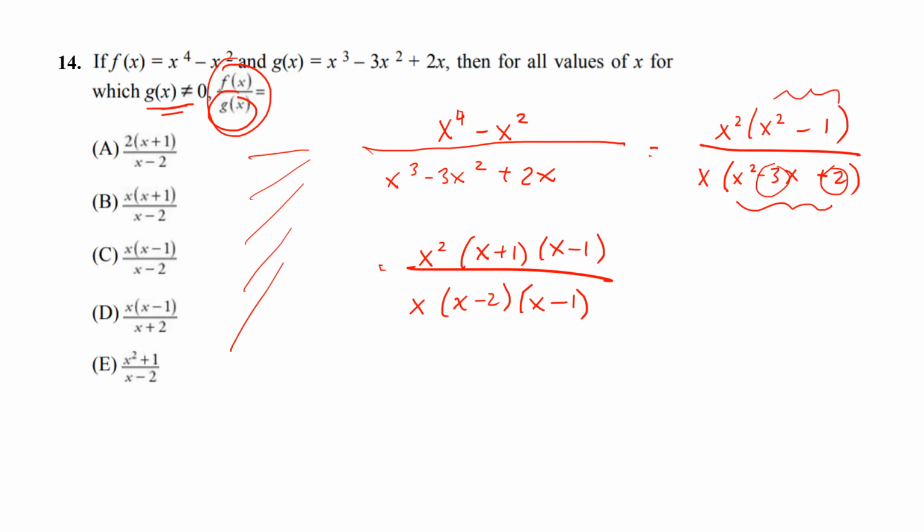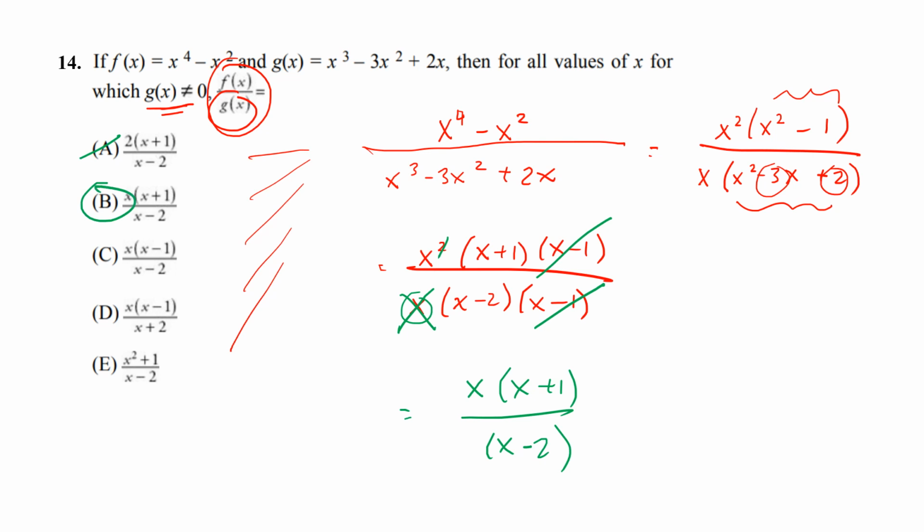So let's see if we can eliminate anything. Here's an x plus 1, here's an x plus 1. Here's an x squared, so we can eliminate with this x. That leaves us with x times x plus 1 over x minus 2, apologies there. And let's just look at the answer choices. So it's not this one, and it looks much like choice B.